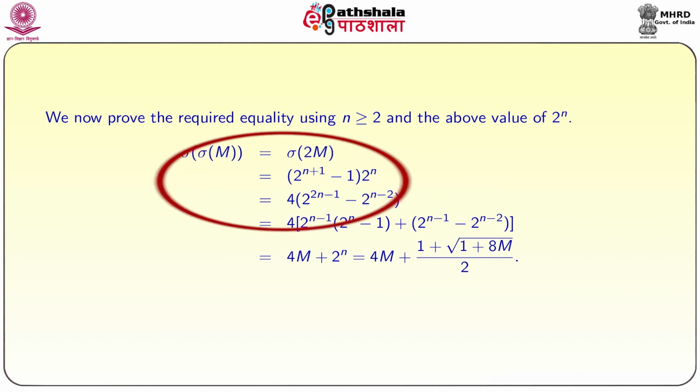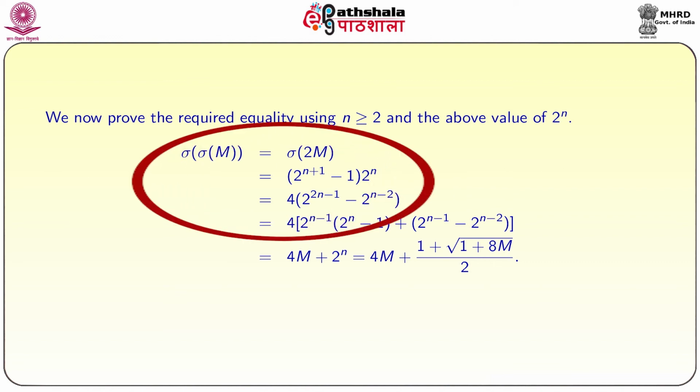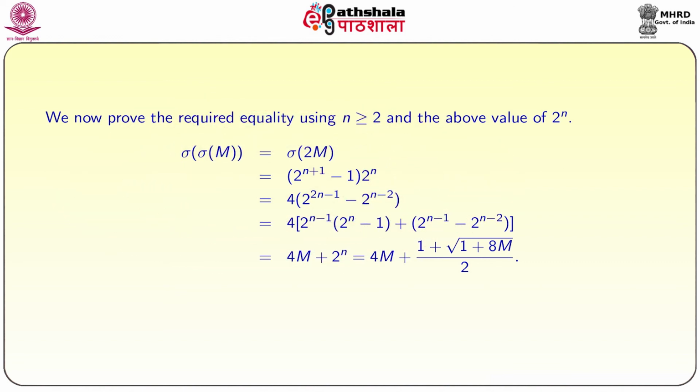Sigma of m is equal to sigma of 2m. So that is equal to 2 power n plus 1 minus 1 into 2 power n, which we can rewrite as 4 times 2 power 2n minus 1 minus 2 power n minus 2, which can be further simplified. It is going to become 4m plus 2 power n, and from the previous slide you can collect the value of 2 power n. So, 4m plus 1 plus square root of 1 plus 8m by 2.